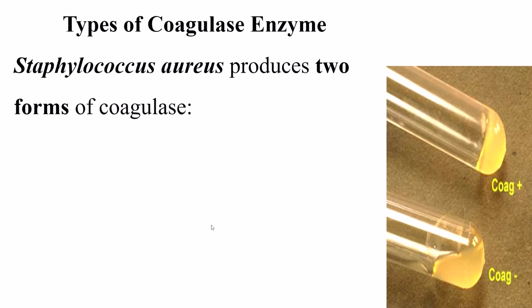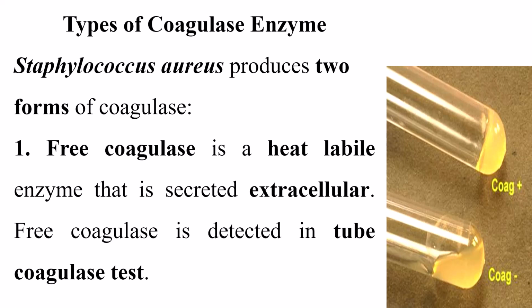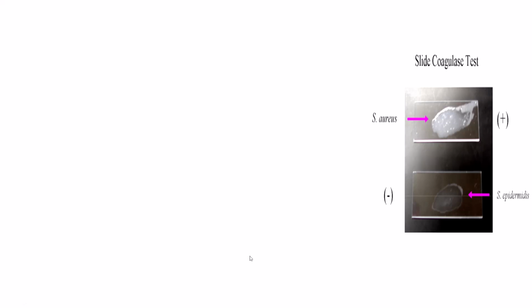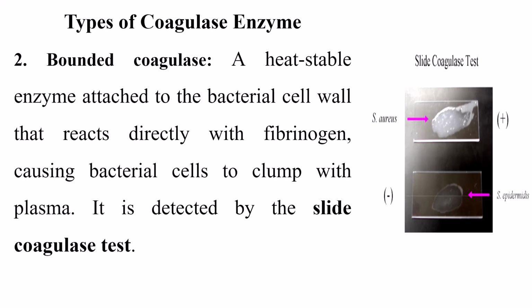Type of coagulase enzyme. Staphylococcus produces two forms of coagulase enzyme, the free form and the bound form. The free coagulase enzyme is heat labile and is secreted extracellularly. It's free, so it is secreted from the bacteria to the outside of the bacteria, and it can be detected by the tube coagulase test. So we have two methods for detecting coagulase enzyme: the tube coagulase test, and the slide coagulase test.